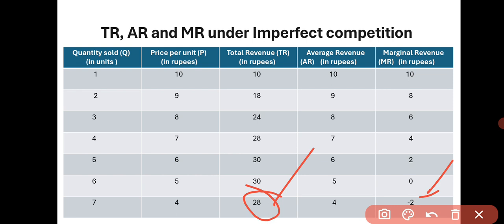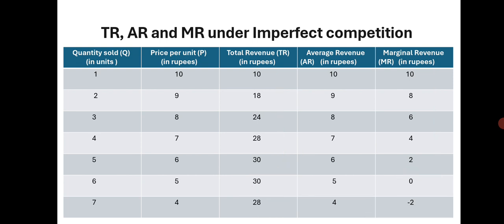So, we have to remember that up to selling the 6th unit of the commodity, total revenue goes on increasing, but only at a diminishing rate because marginal revenue goes on diminishing. Total revenue becomes maximum when marginal revenue is 0. Total revenue starts declining, starts falling when marginal revenue becomes negative. This we should remember, right?